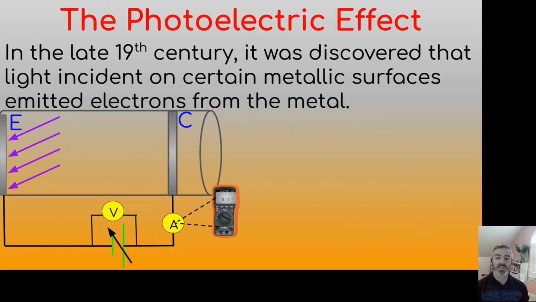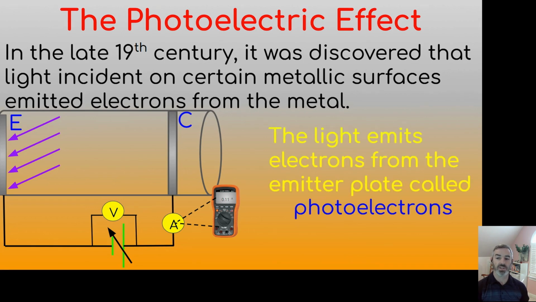Now, the electrons that the light emits from the emitter plate are called photoelectrons. That's the name of the electrons that go from the emitter plate to the collector plate, because light is what is emitting those electrons.